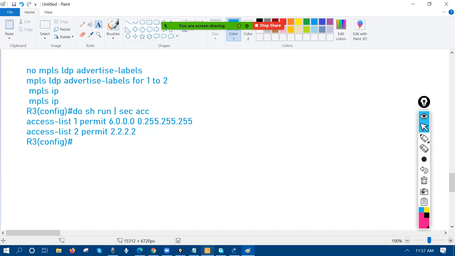Will that change? Yes, if you're going to use ATM. If you're going to use the per-interface label space, it will be changed. But you are only going to use the per-platform label space right now, and by default, per-platform label space is enabled. Per interface, you would use it, I think, in ATM. So it will always be set to zero. Set to zero means we are going to use the per-platform label space.